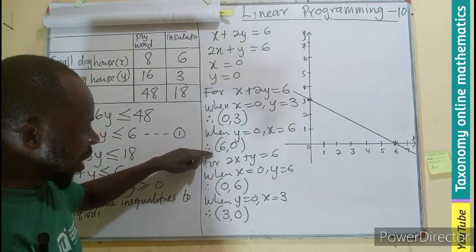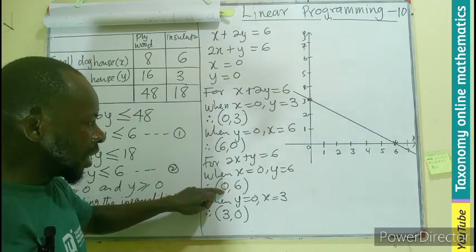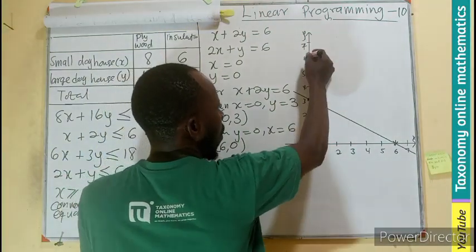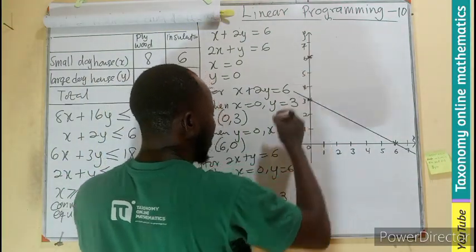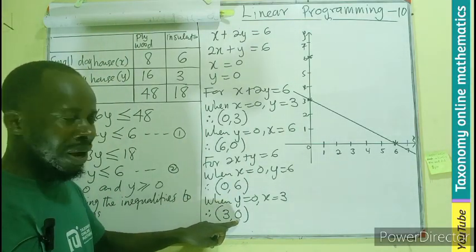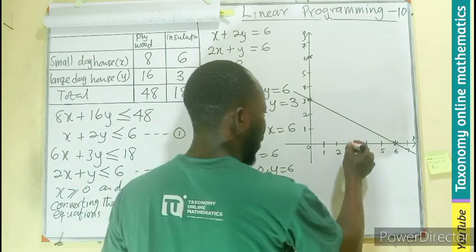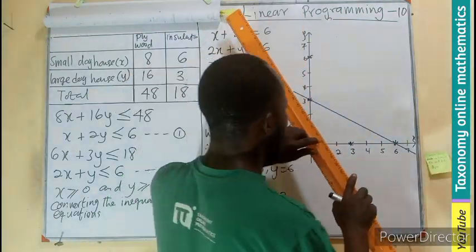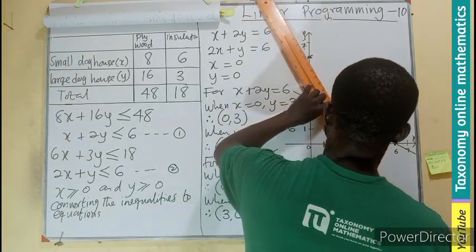Then for the second one, we locate 0 on the x-axis, 6 on the y-axis. So we have it there. Then we locate 3 on the x-axis, 0 on the y-axis. So 3 is here. We also draw a line through that to form the next straight line.